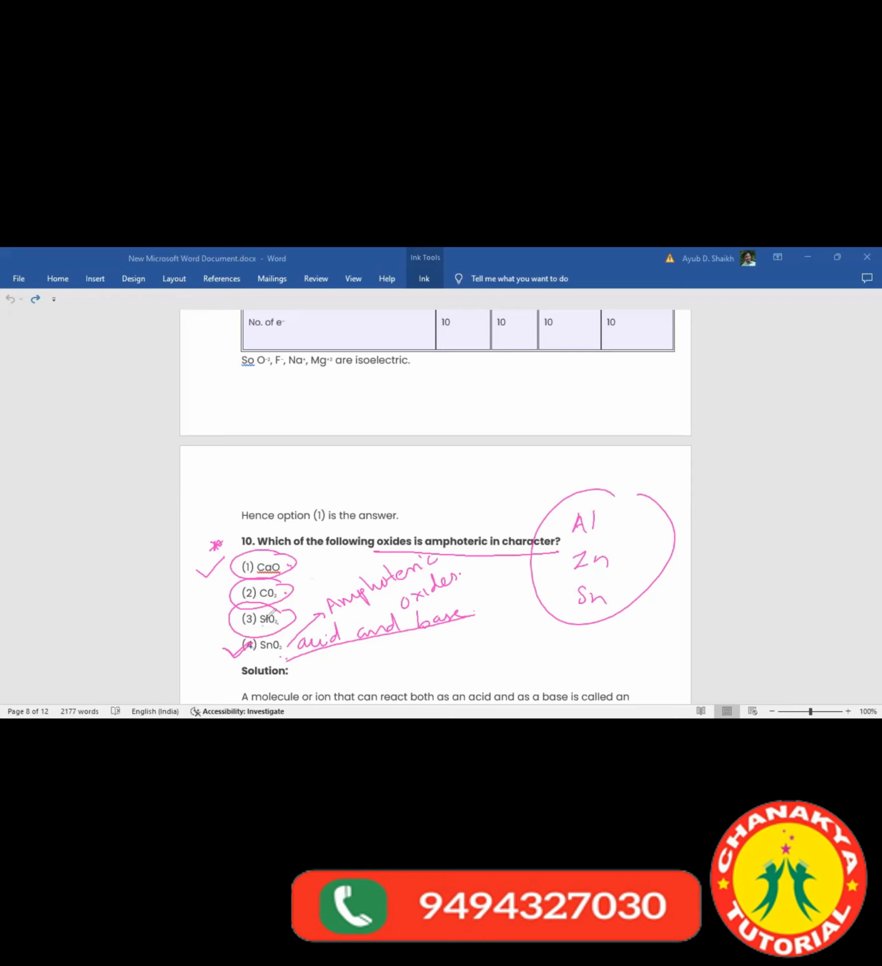Silicon is just below carbon, right? So silicon also shows similar properties to carbon. So it is also an acidic oxide, right? It does not react with acid. And hence your option would be the fourth, stannous oxide, because it can react with acid as well as base. The reactions you can also look up on Google if you want. So you will get clarity about it. Fine.